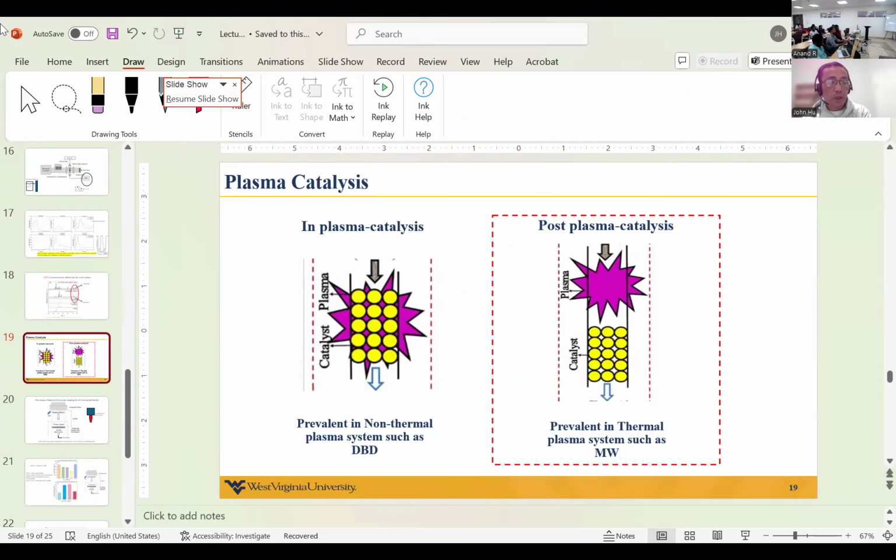I think that my computer has some problem. I keep on losing my cursor. Let's see. Okay, I'm coming back.